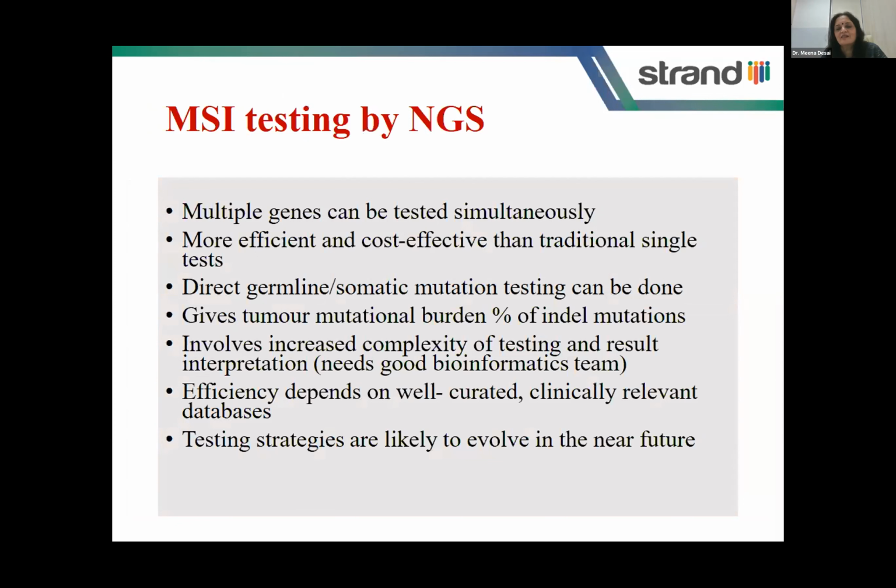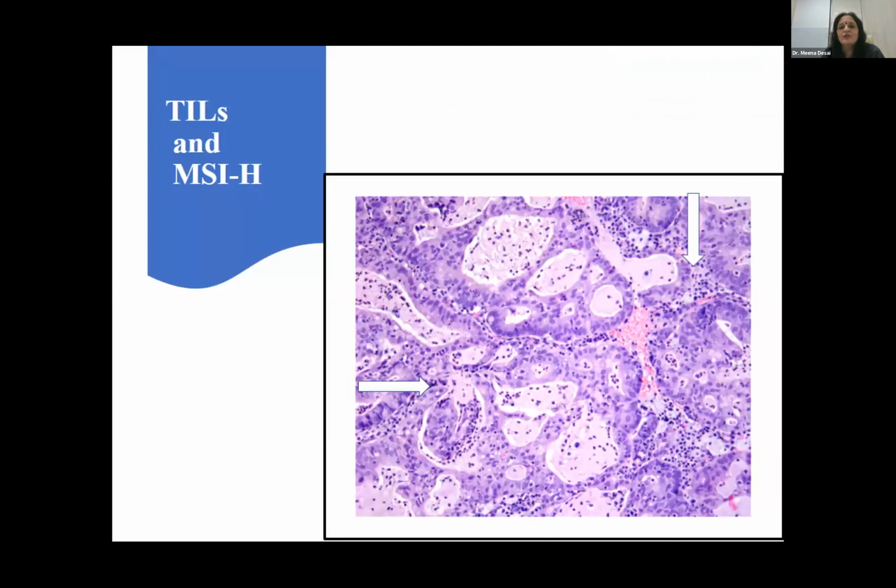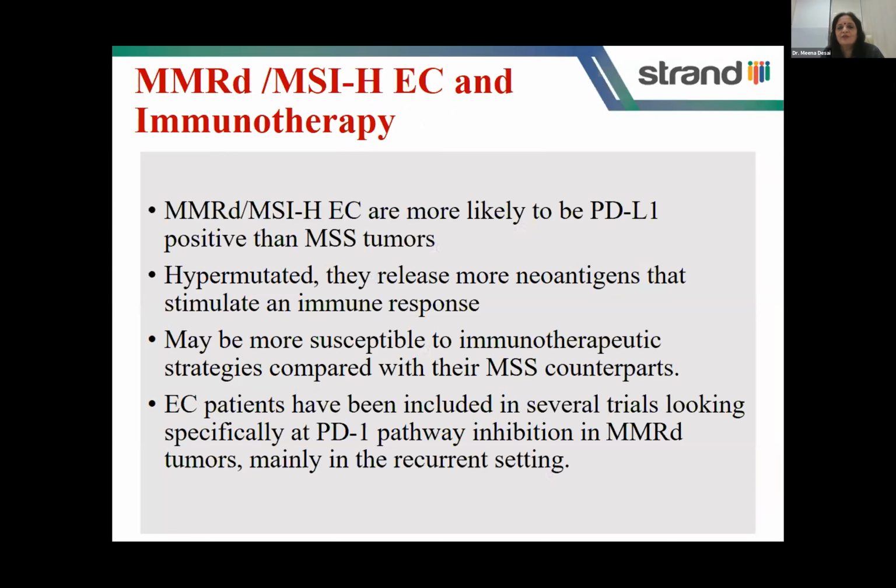Now, this is the age of NGS. Multiple genes can be tested simultaneously, but one thing to remember, you need to have a very good bioinformatics team. I'm lucky to be at Strand, which has an excellent team of bioinformatic engineers. Efficiency depends on well-curated, clinically relevant databases. These are tumor infiltrating lymphocytes in MSI high. And of course, there will be a talk later on which will tell you more about immunotherapy in MSI.